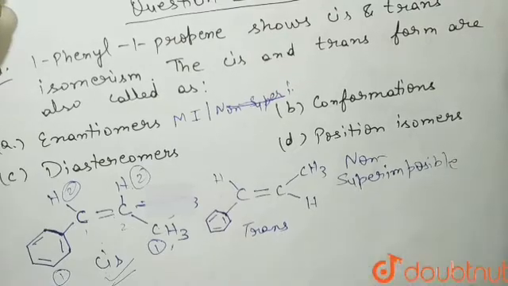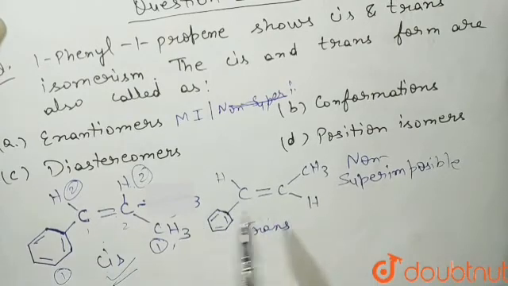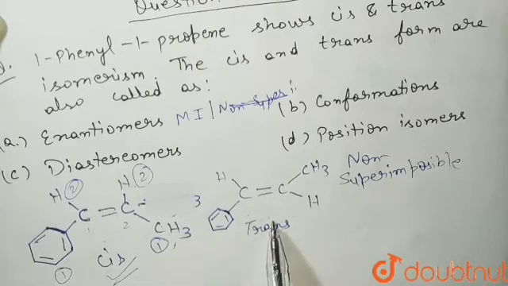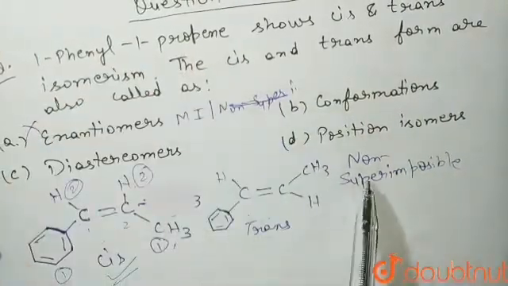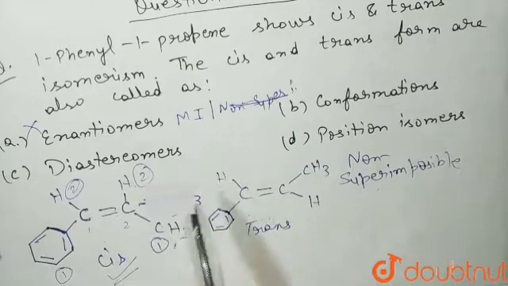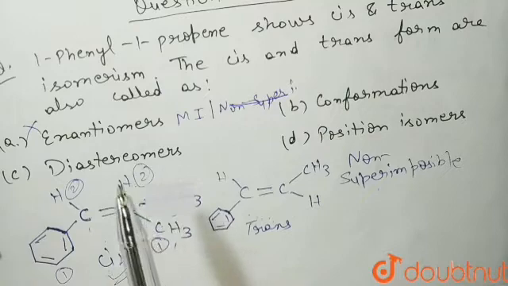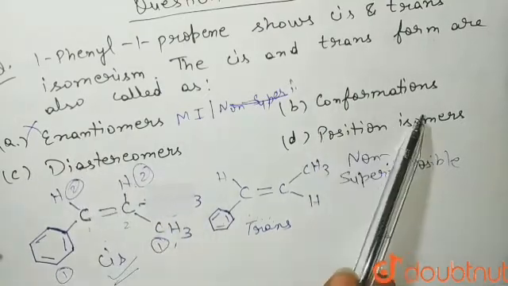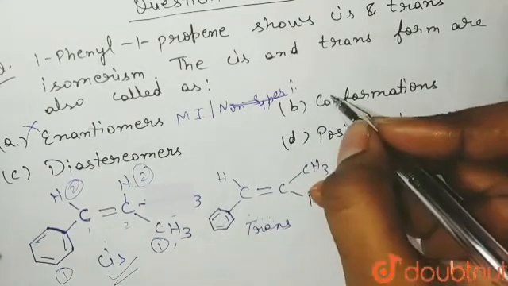But if you see these structures, do they look like mirror images of each other? No, they are not mirror images of each other, and of course, since they are not mirror images, they cannot be enantiomers. We will see the superimposable, non-superimposable condition later, but they are not even mirror images of each other. So you cannot call them enantiomers. So A is incorrect.